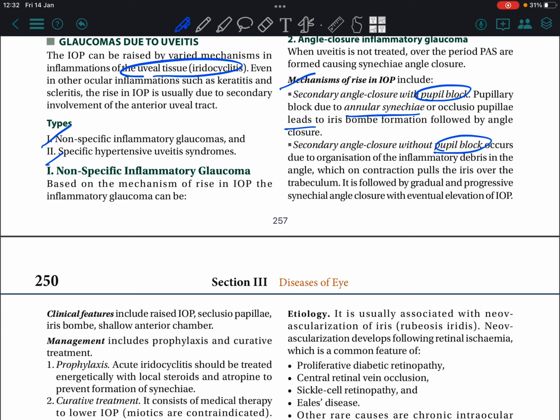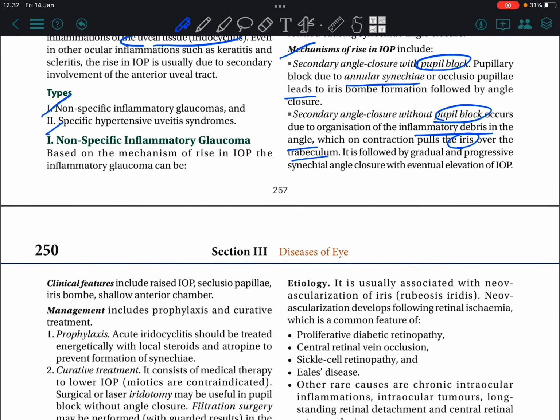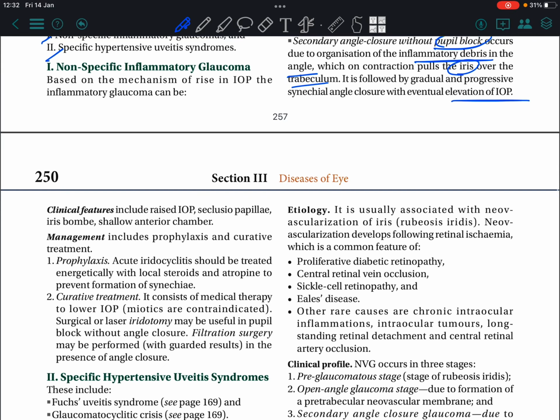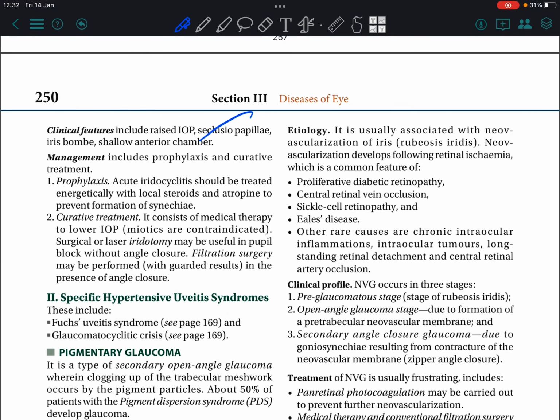Secondary angle closure without pupillary block occurs due to organization of inflammatory debris in the angle, which on contraction pulls the iris over the trabeculum. It is followed by gradual and progressive synechial angle closure with the eventual elevation of IOP. Clinical features include raised IOP, occlusio pupillae, iris bombe, etc.